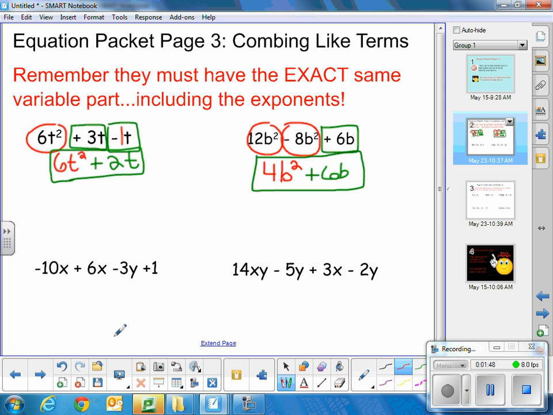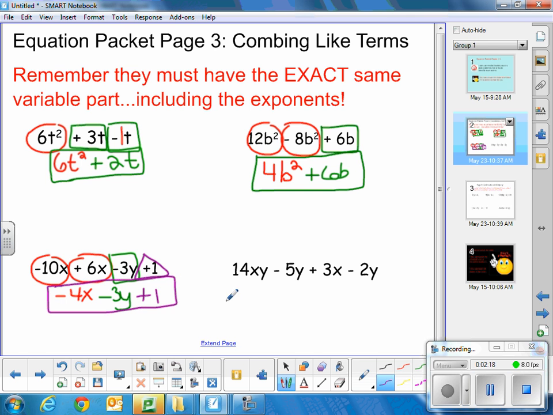In the next example, we'll start with this negative 10x. That's going to go with this positive 6x because they're the same variable part. Negative 10x plus 6x is a negative 4x. This is the only y term, so we're just going to write down minus 3y. And then our constant of plus 1. So our final answer is negative 4x minus 3y plus 1.